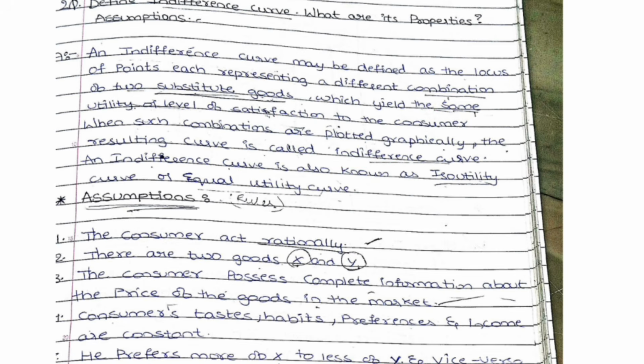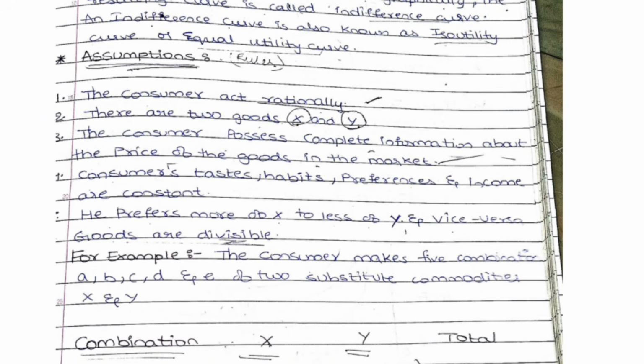Okay. So assumptions is nothing but rules. What are the rules you need to follow? The consumer should be rational, which is nothing but he or she should expect more satisfaction. He or she must expect satisfaction, that is called rationality also. There are two goods we should have, x good and y good. With the help of one good we cannot perform this indifference curve.